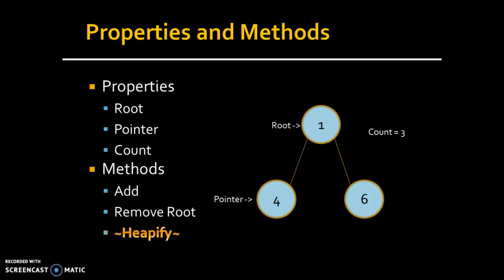The pointer is used to look at various nodes in the heap and also make switches when necessary. And the count, which is one major difference between a binary tree and a binary heap, is used to find the last node in the tree. A binary tree does not have a count because it's unnecessary. The methods of a binary heap are add, remove root, and heapify, all of which we will get into.